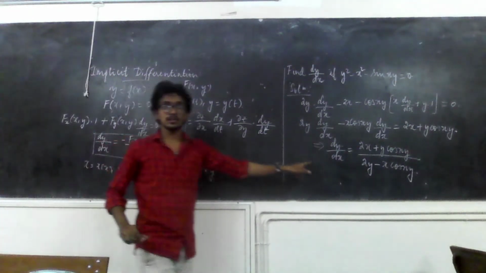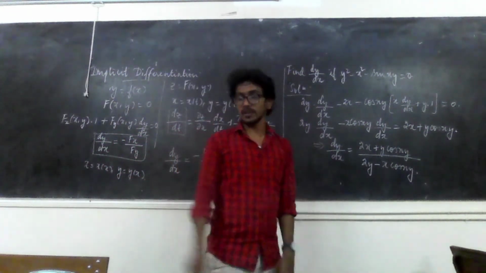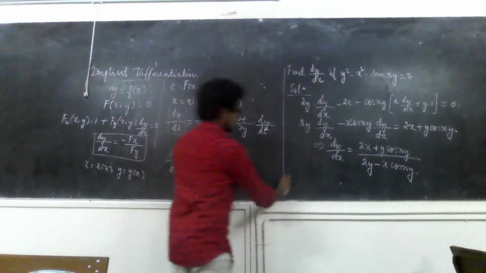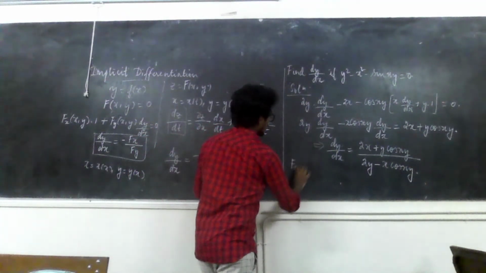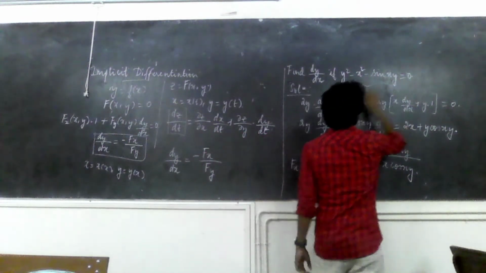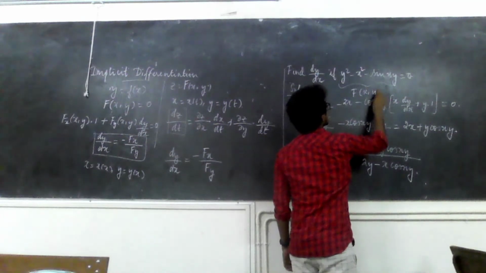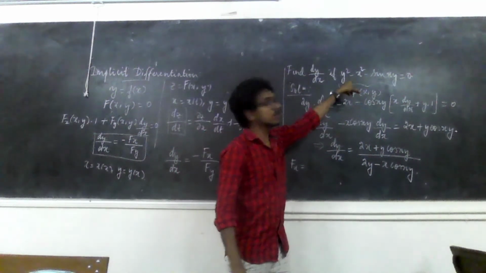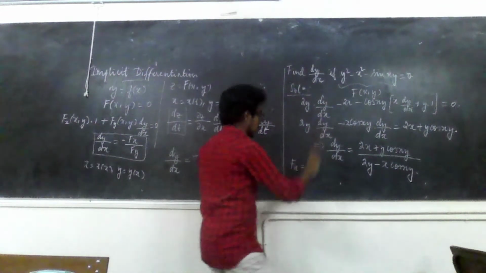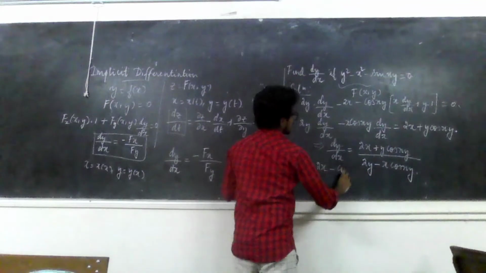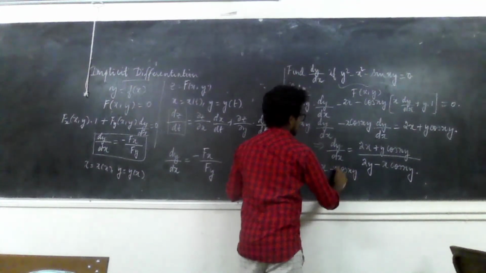Now, let us see whether this works perfectly with this problem or not. For this problem, let me find fx. You have to take this entire function as a function of xy, that is big F, and differentiate it partially with respect to x. So you are going to get minus 2x minus cos xy multiplied with y.